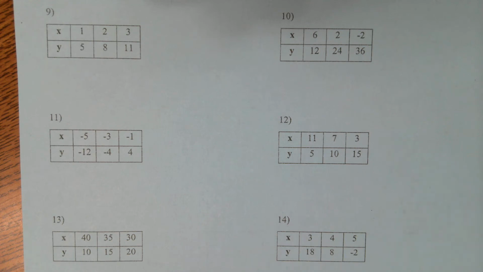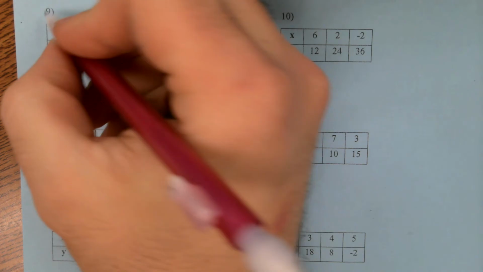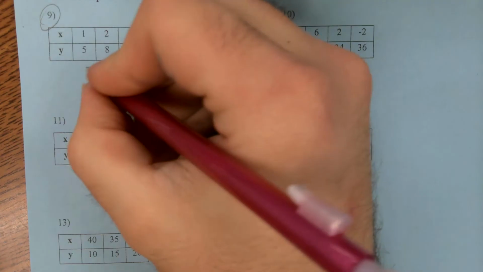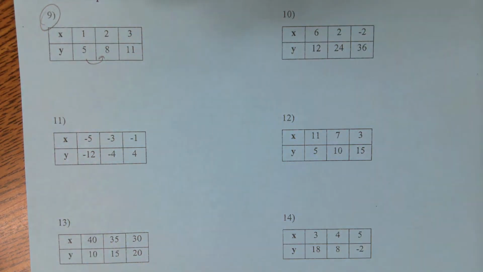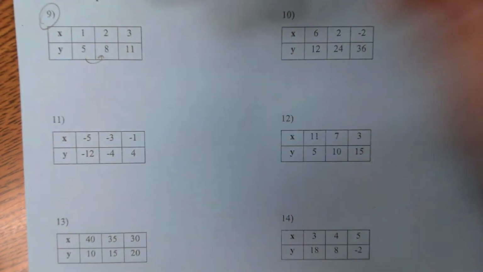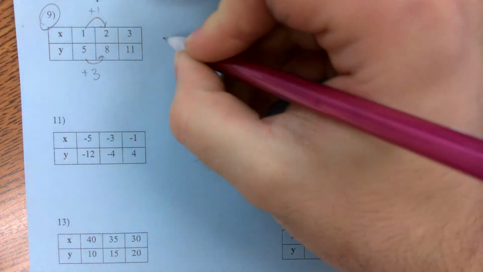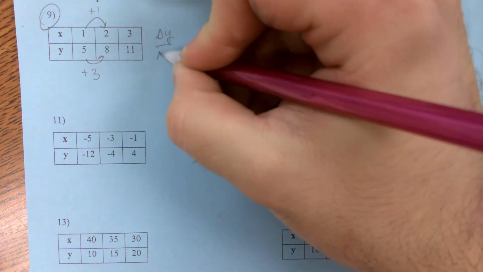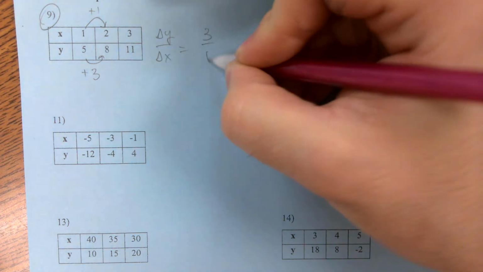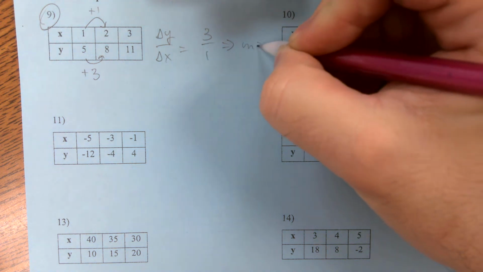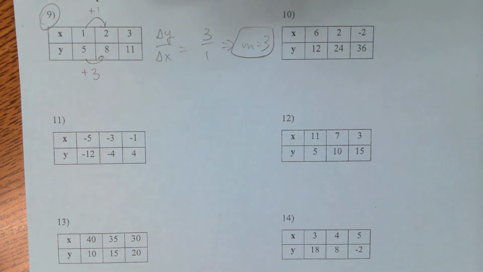So, which one did we go over together? Does anyone remember? The first one we did together? Okay. So, for the first one, if you didn't get the answer yesterday, here it is. We had +1 on the top, +3 on the bottom. 3 over 1. M is equal to 3 for the first one.